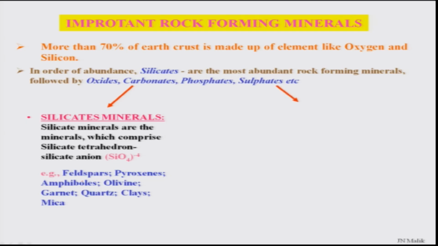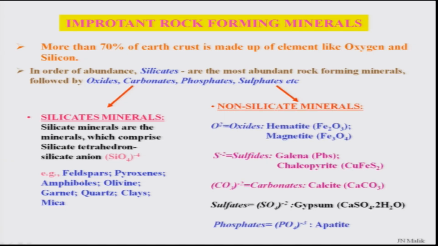Whereas if we look at the non-silicate minerals, we have oxides, mainly hematite and magnetite, and then sulfides, such as chalcopyrite, which is rich in copper, or galena, which is lead. Then we have carbonates, mostly calcite, sulfates such as gypsum, and phosphates such as apatite. So, these are the non-silicate minerals, and we have silicate minerals, and silicate minerals are most abundant in nature.